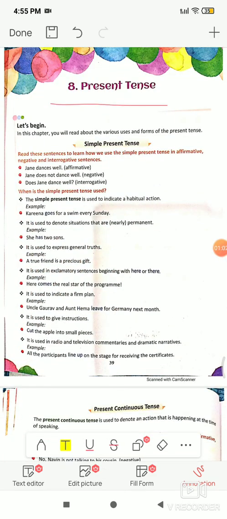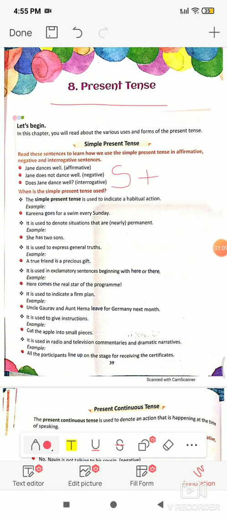So what is simple present tense? Simple present tense has a very simple formula, which is subject plus first form of verb, right? So this is the formula and we use S and ES along with it. According to this formula, let us see the examples which are given in the book.